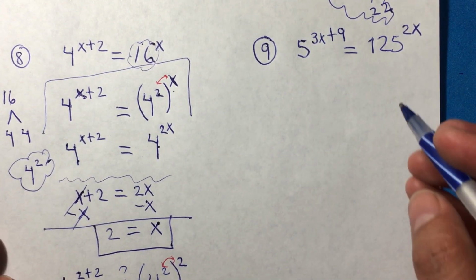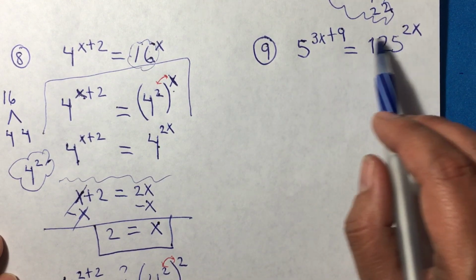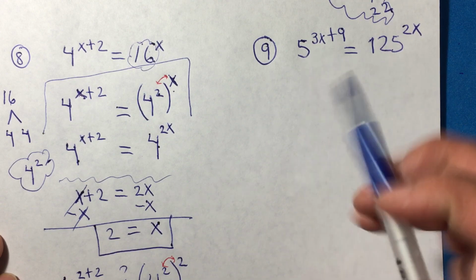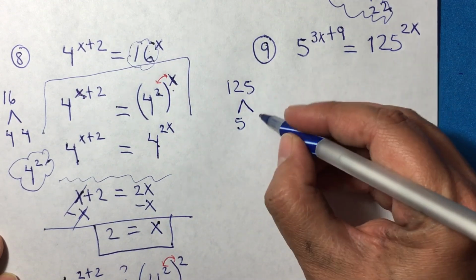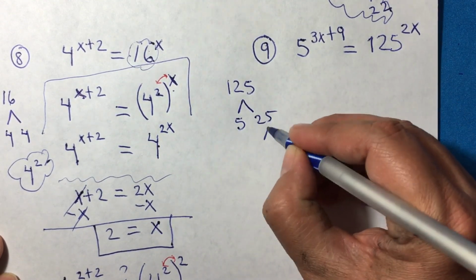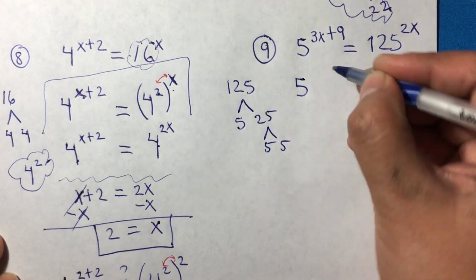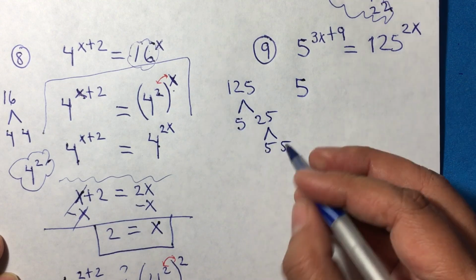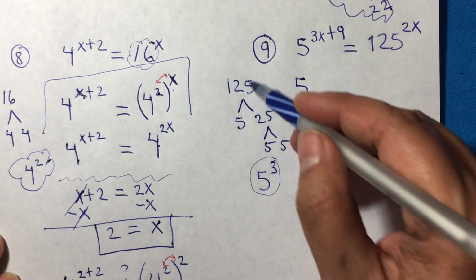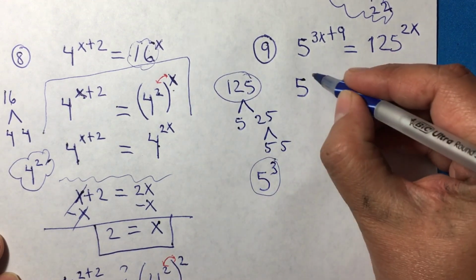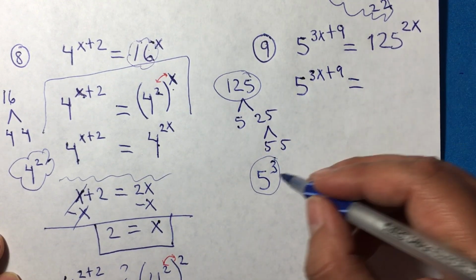Okay, let's go to the last one, number 9. Again, we don't have the same base, so what are we going to do? We're going to make this into the same base. 125 is 5 times 25. 25 is 5 times 5. So we rewrite this as 5. Let me write it in here. 5 times 5 times 5 is the same as 5 cubed. Okay, so this replaces the 125 in here. So bring this down. Equals, instead of 125, we're going to write this.